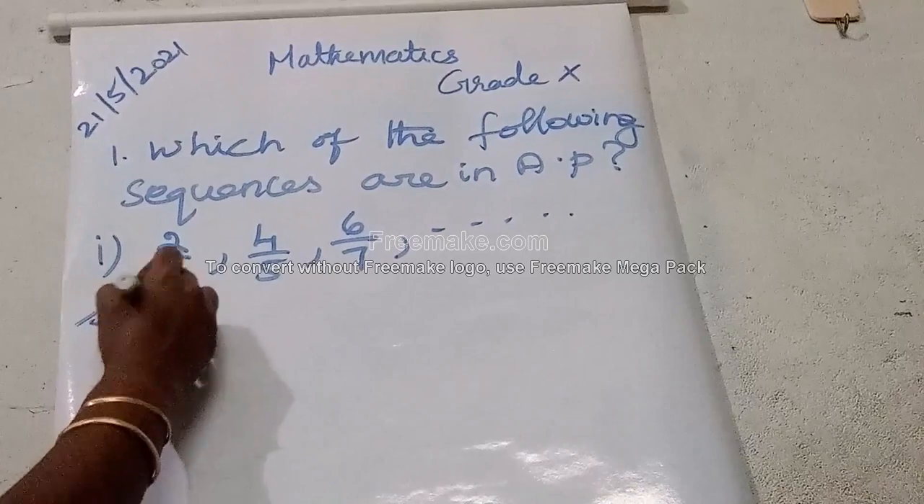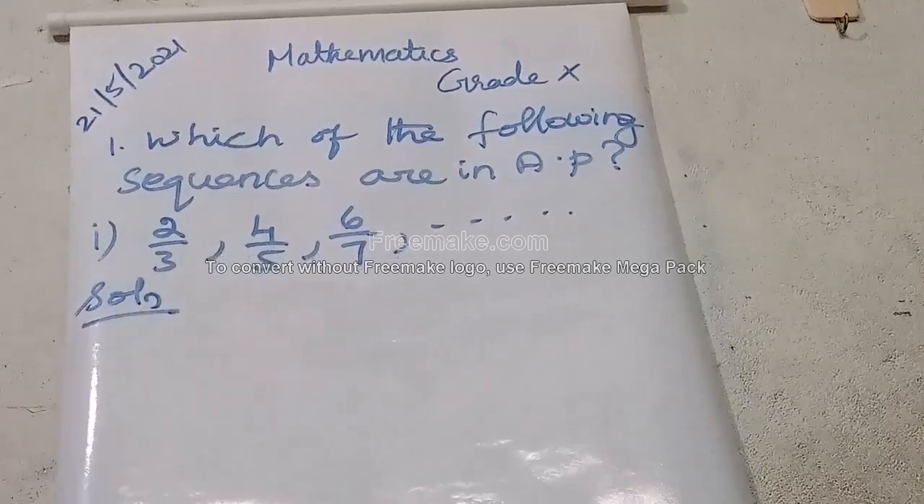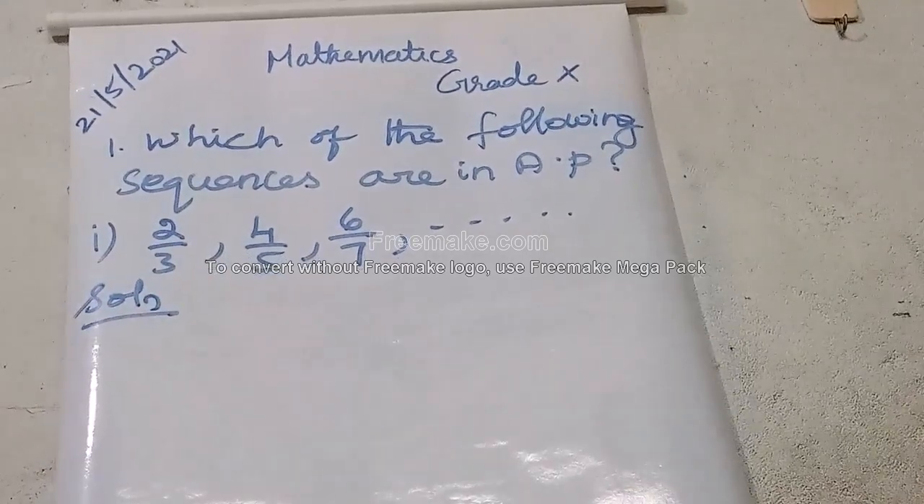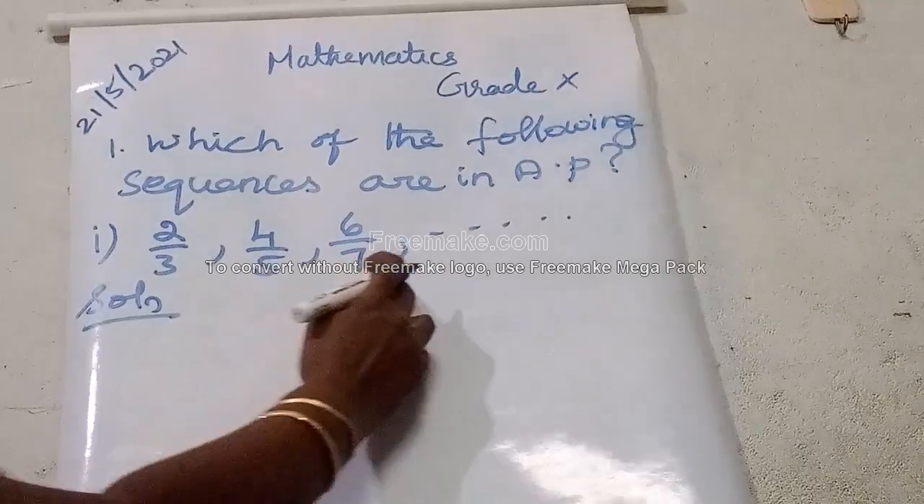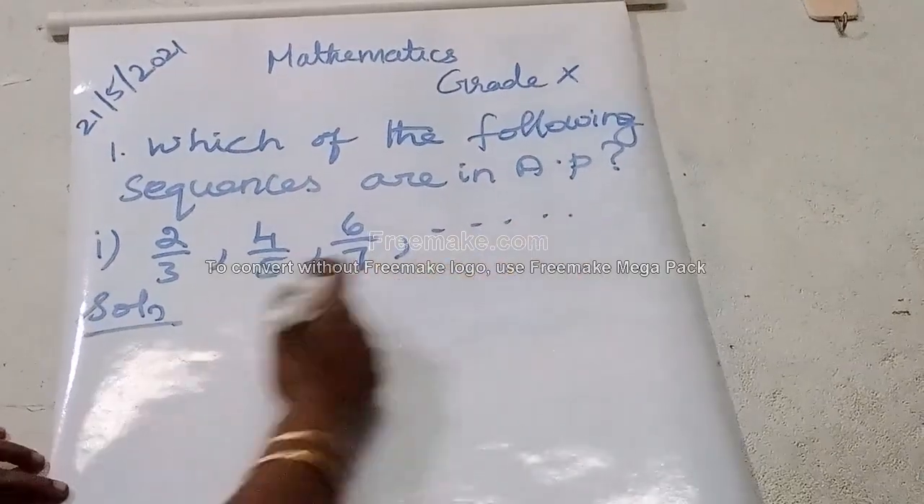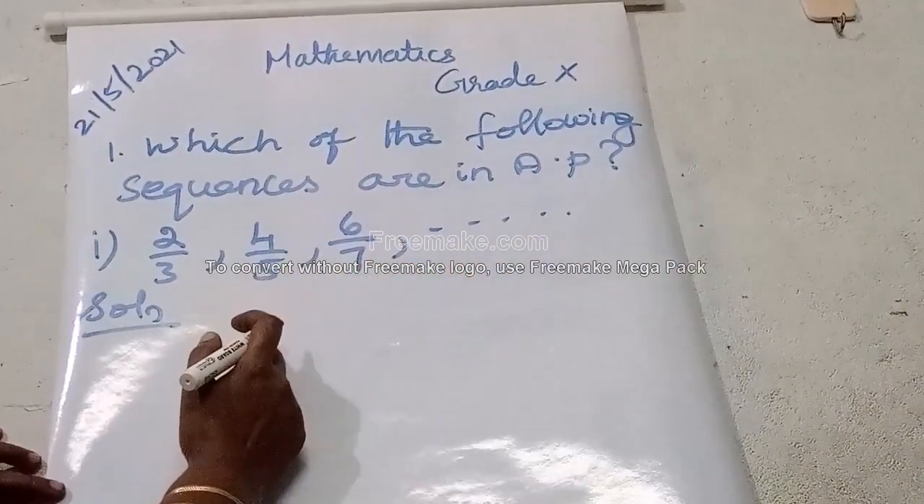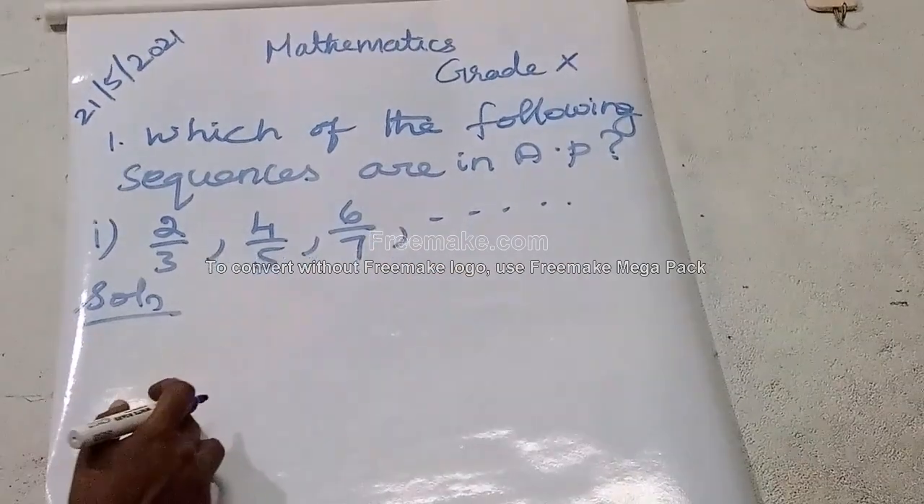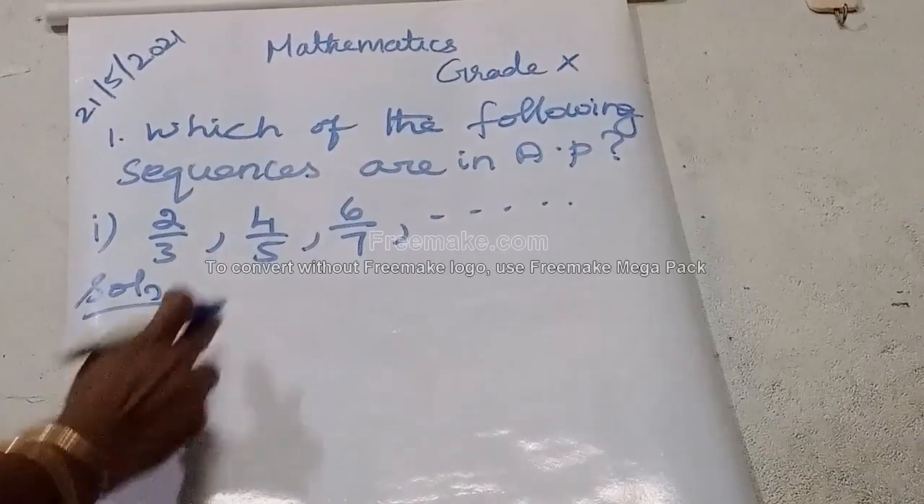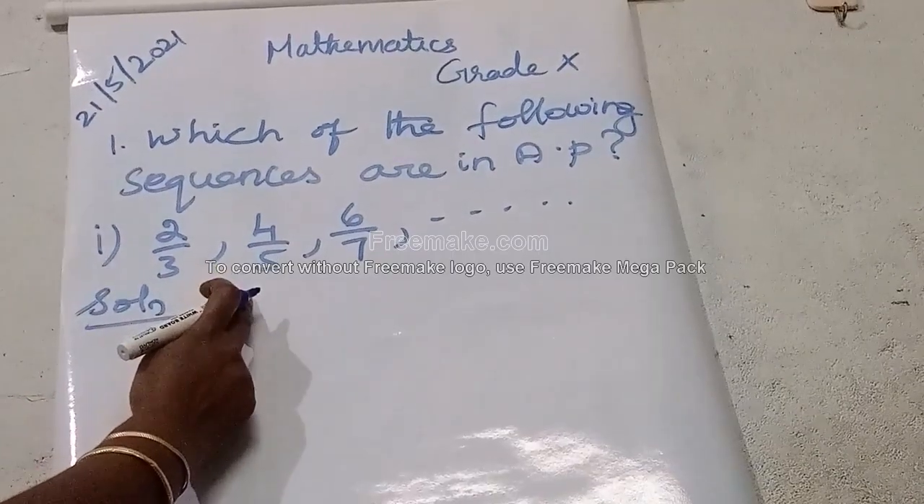Let us do the first one. After that we can do the second question. Here three terms are given: 2/3, 4/5, 6/7, etc. There is no last term. So which type of sequence is this? Can you identify? Infinite sequence.